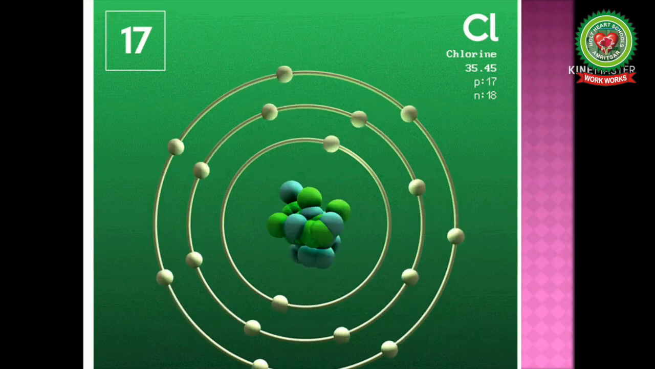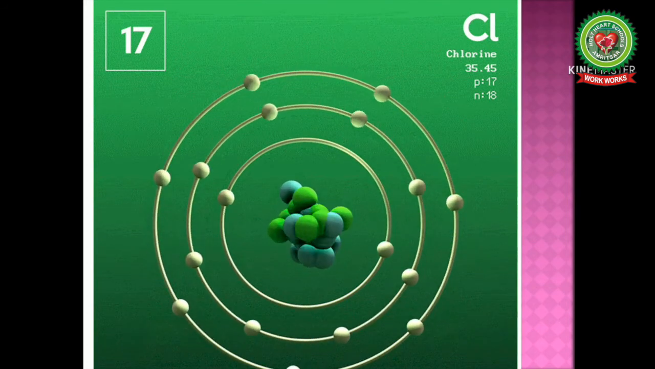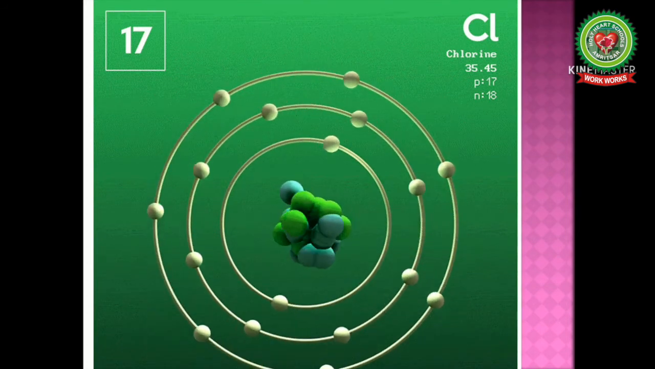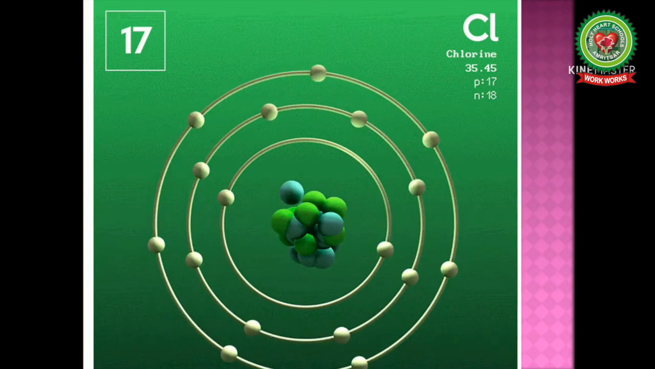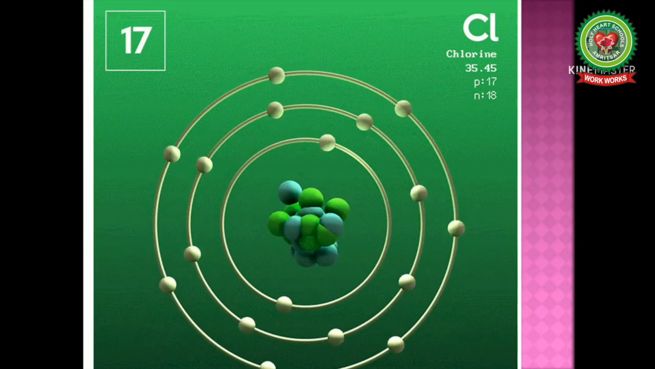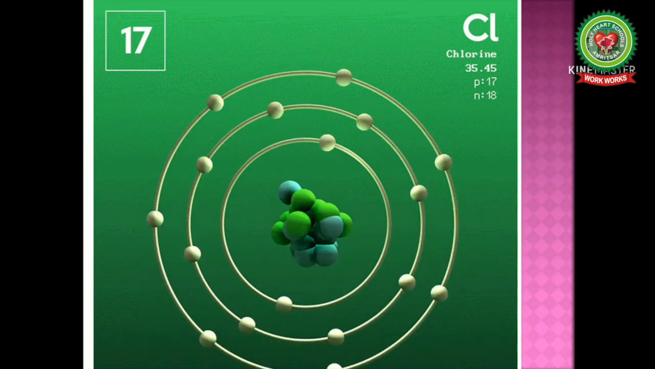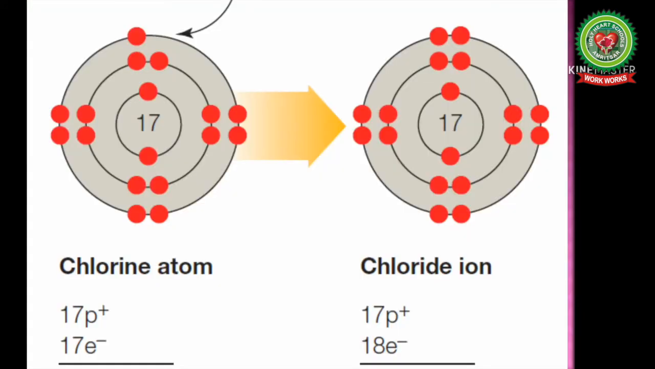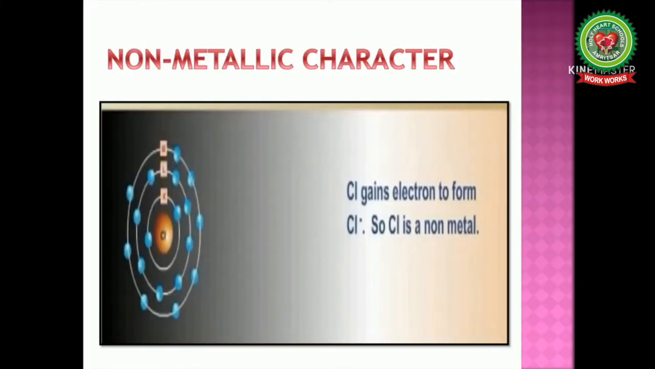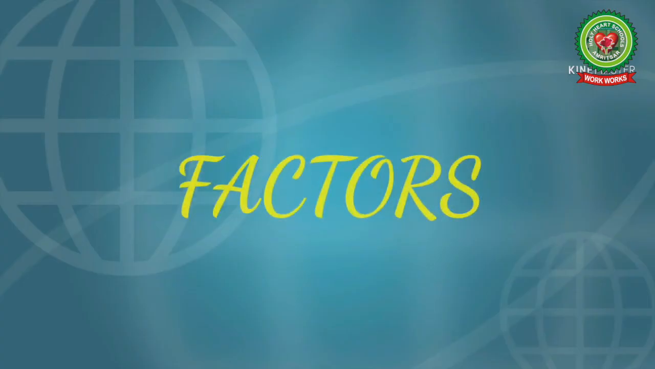Non-metals usually have 5, 6 or 7 electrons in their outermost shells. They can gain 3, 2 or 1 electron to attain an octet, or we can say to complete their valence shell, and form an anion. For example, chlorine will gain 1 electron to form a chloride ion. So, chlorine is a non-metal and the property shown by it is known as non-metallic character.